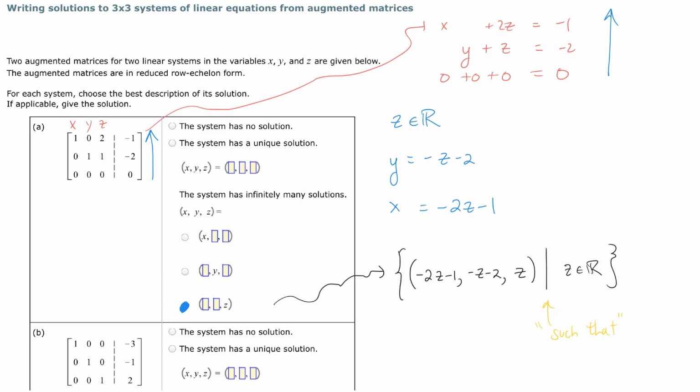So that's for part A. I could definitely circle that answer for part A. Circle, circle, circle, circle. Here we go. Let's do a second example.